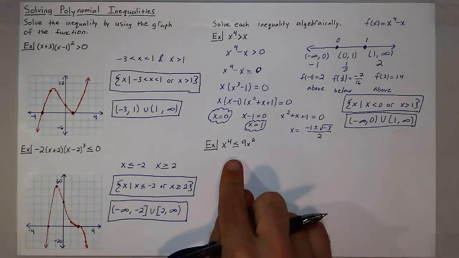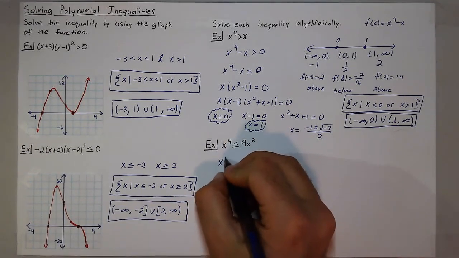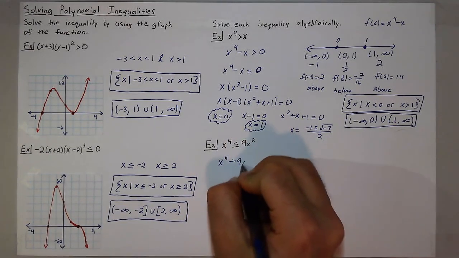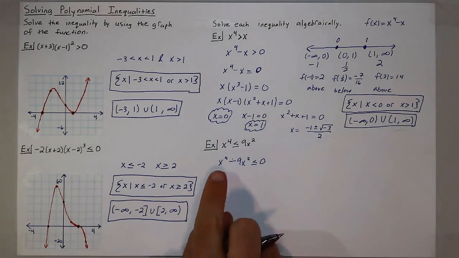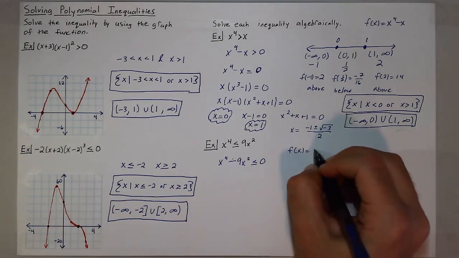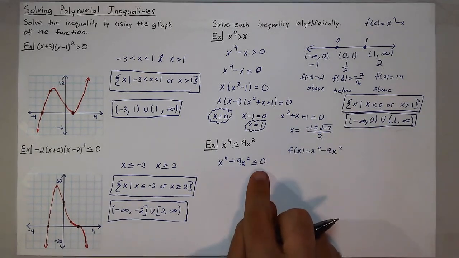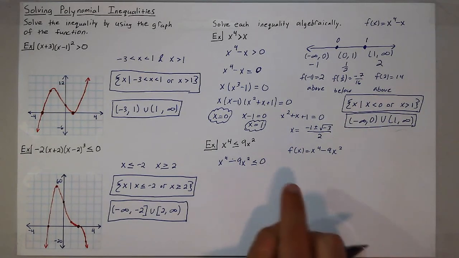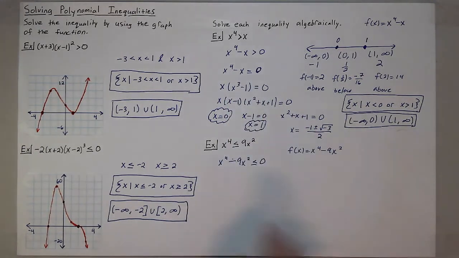Let's do another example. So here, move everything to one side first. So we'll have x to the fourth minus 9x squared is less than or equal to 0. So now I'm looking for when is the function x to the fourth minus 9x squared below the x-axis. So I would first just set it equal to 0 to find out where it touches the x-axis so we can find out if it's above or below.